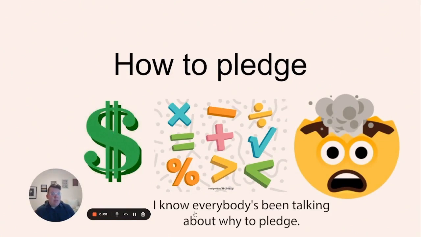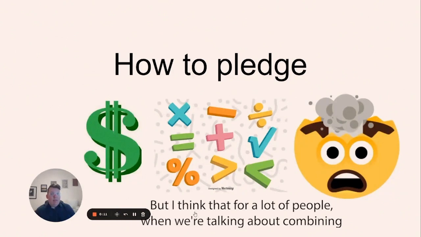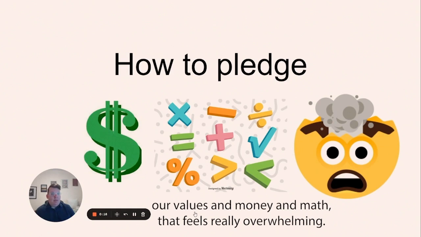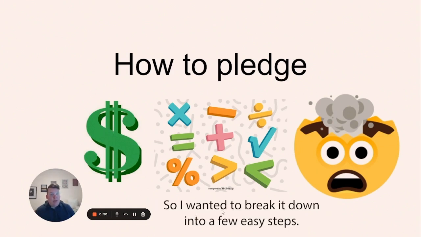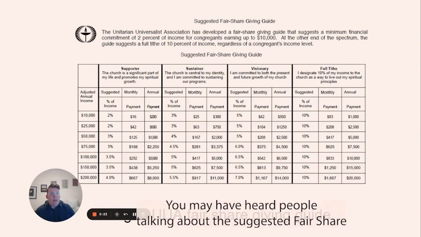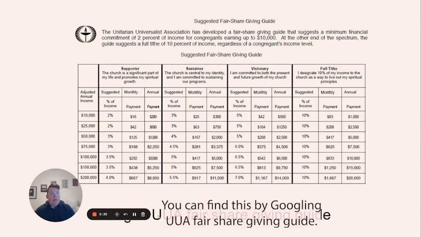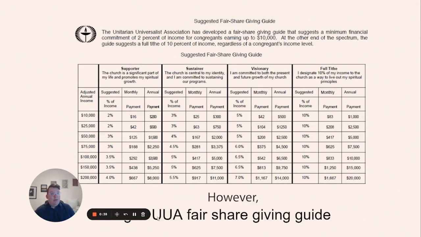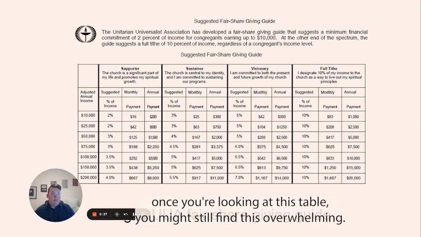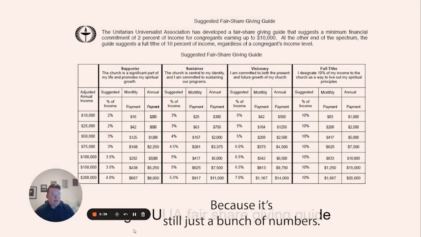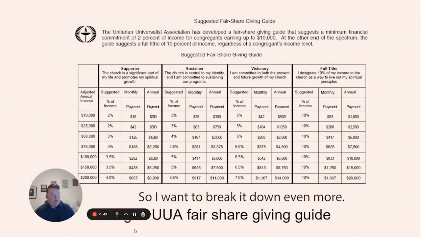I know everybody's been talking about why to pledge, but I think that for a lot of people, when we're talking about combining our values and money and math, that feels really overwhelming. So I wanted to break it down into a few easy steps. You may have heard people talking about the suggested Fair Share Giving Guide that the Unitarian Universalist Association has put together. You can find this by Googling UUA Fair Share Giving Guide. However, once you're looking at this table, you might still find this overwhelming because it's still just a bunch of numbers. So I wanted to break it down even more.